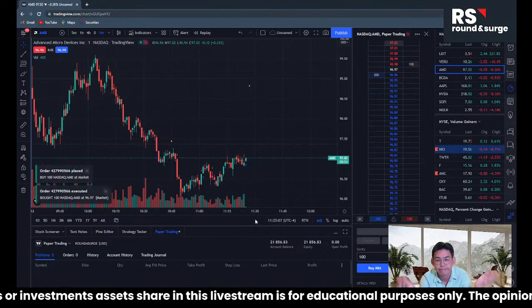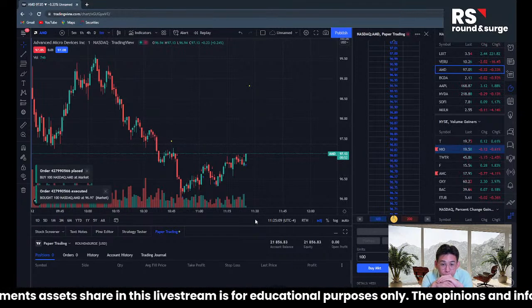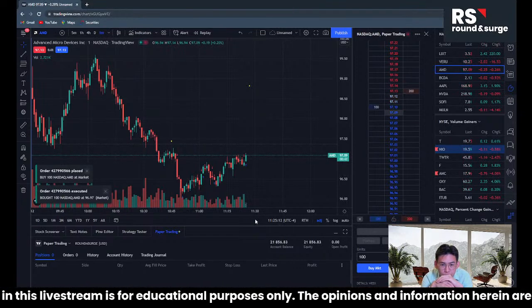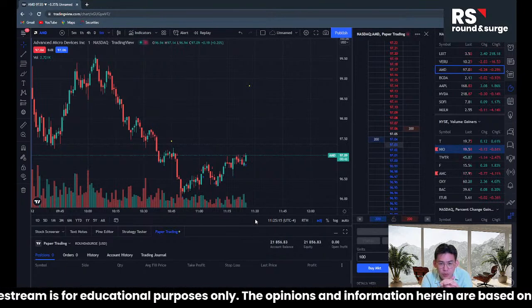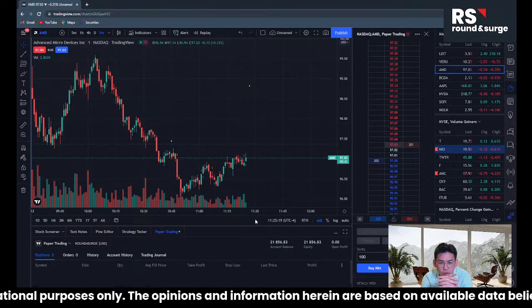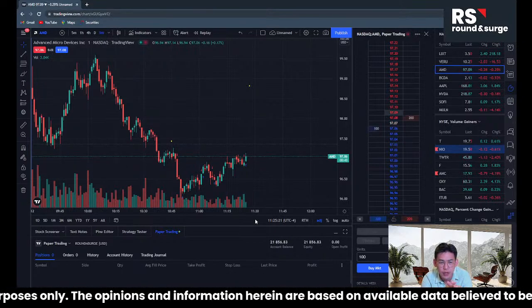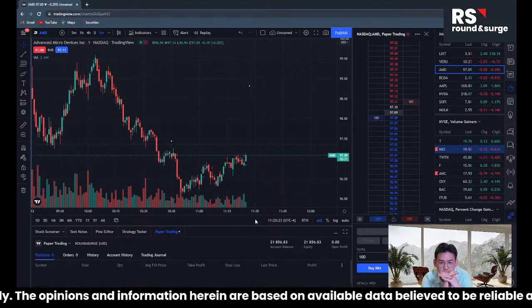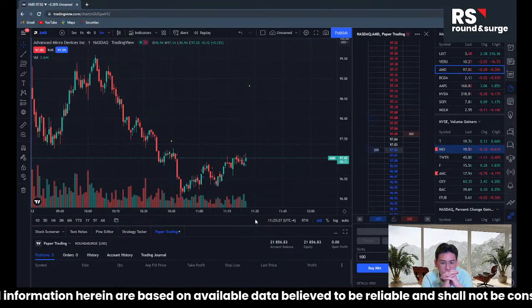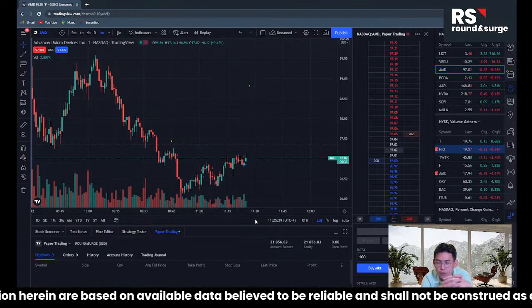Alright. When it's moving sideways like this, it's not good to apply this. And right now it's actually moving upwards. So my mistake. Okay.